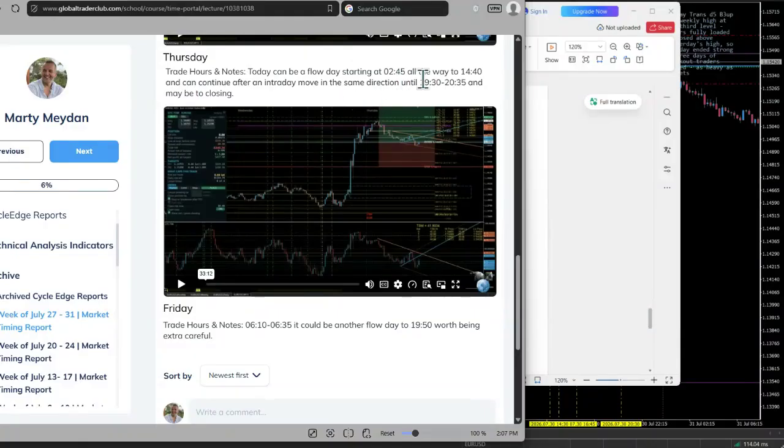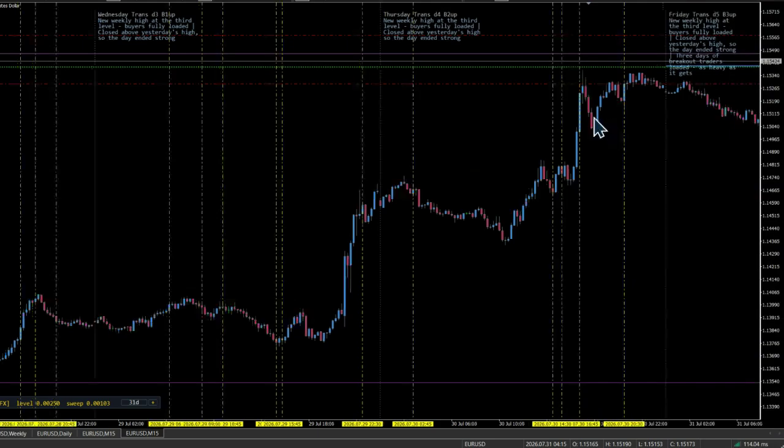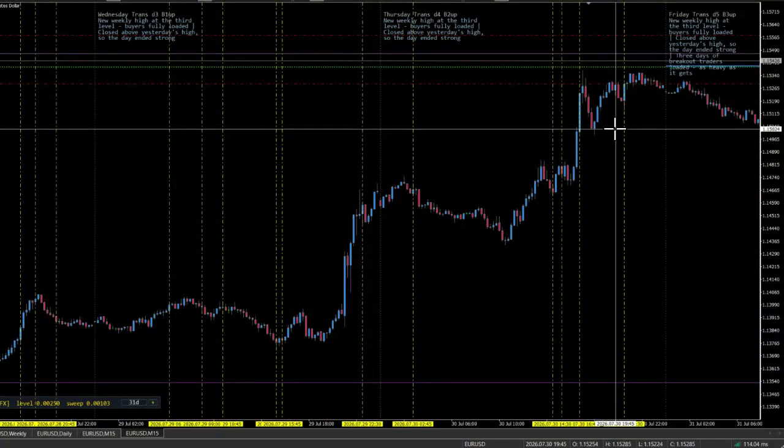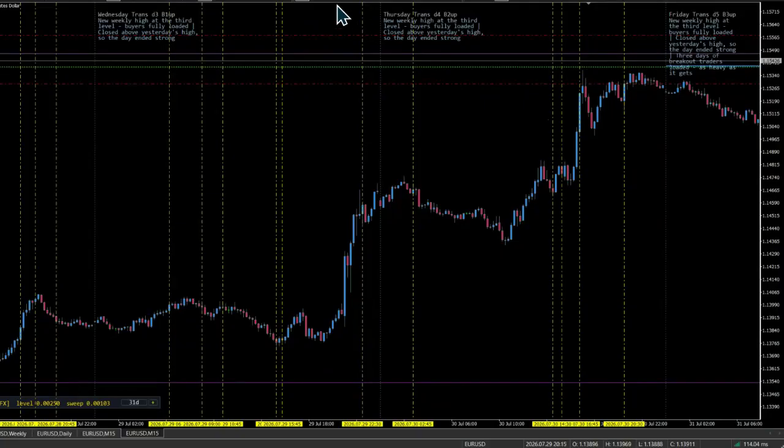And in the same direction, okay, an intraday move, and can continue after an intraday move in the same direction until 7:30, 8:35, and maybe closing. So that's just 7:30. That's your 8:30 until closing is there. Okay.